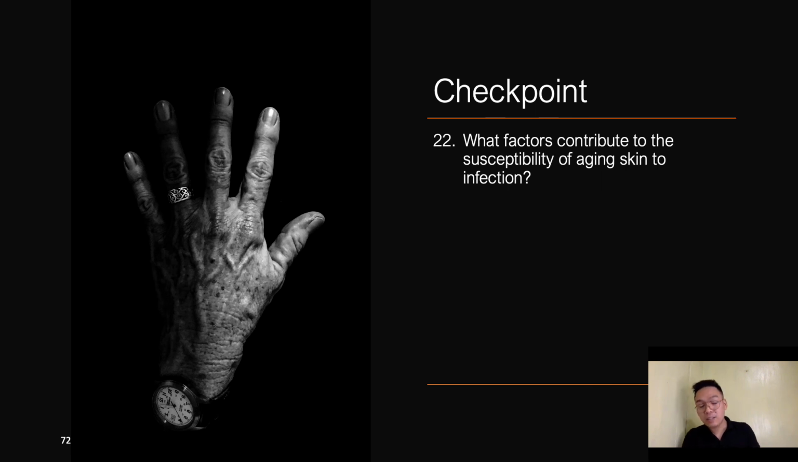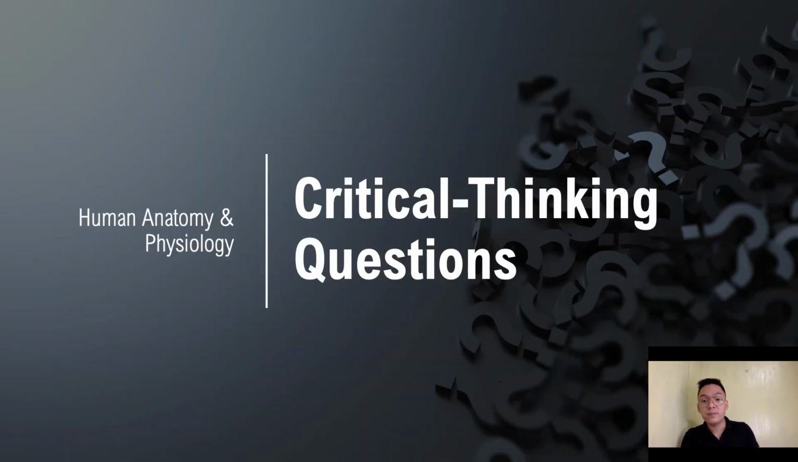And lastly, the checkpoint for this series: what factors contribute to the susceptibility of aging to infection? And now we're heading to the last portion, the critical thinking questions in human anatomy and physiology. These are again case-oriented questions which will stimulate your deep thinking and critical thinking ability in answering these open-ended questions.